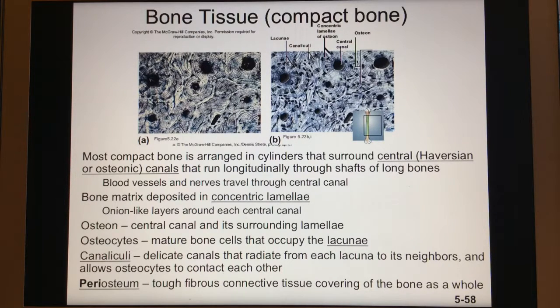And then the whole bone is covered in periosteum, a tough fibrous connective tissue that covers the whole entire bone. You'll be able to see that when we get to the gross anatomy, not the microanatomy.